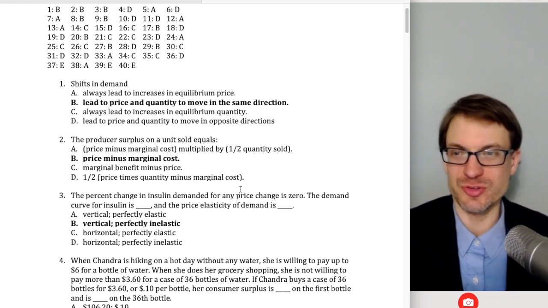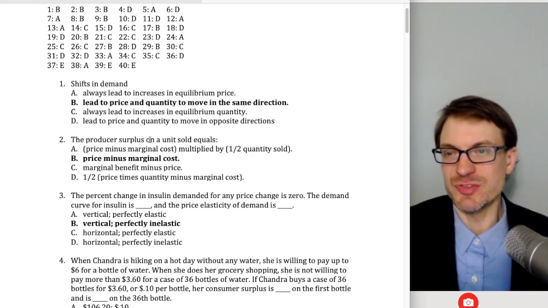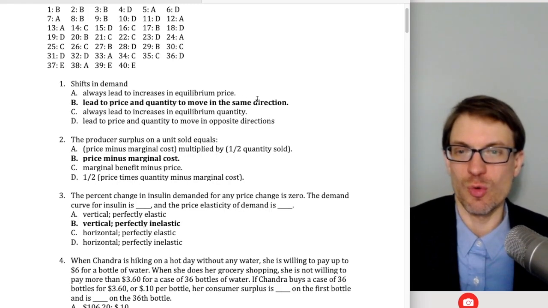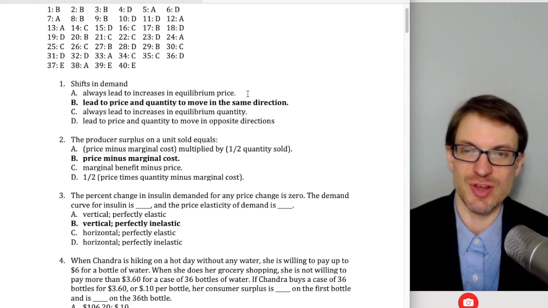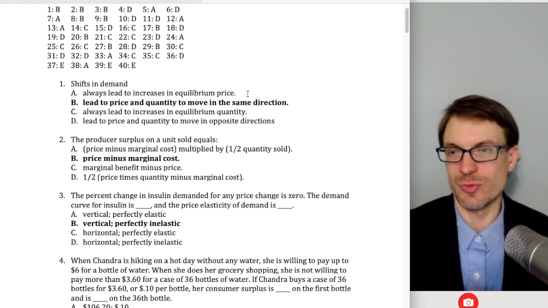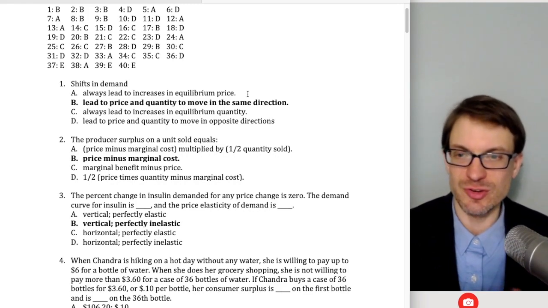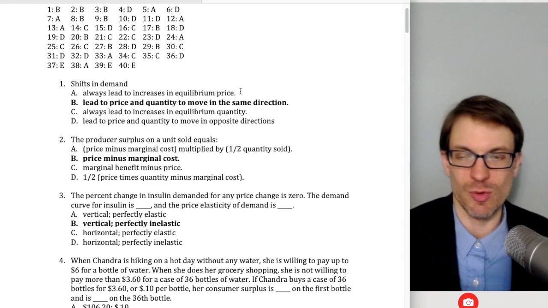So question 1, shifts in demand. What's true of shifts in demand? Shifts in demand will lead to price and quantity moving in the same direction, right? You could think of a demand curve shifting along a stationary supply curve, and you'll notice, well, if we get an increase in demand, we'll get an increase in price, increase in quantity. If we get a decrease in demand, we'll get a decrease in price, decrease in quantity.